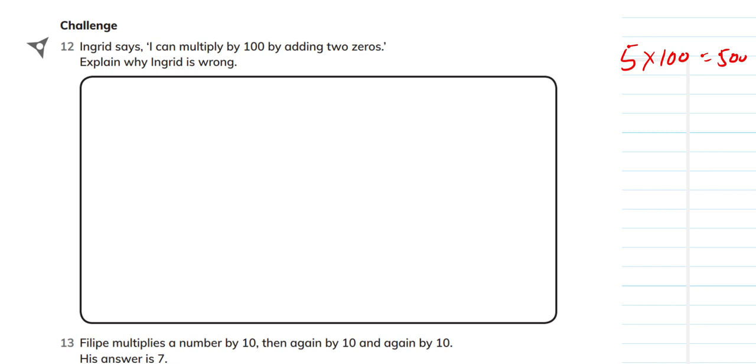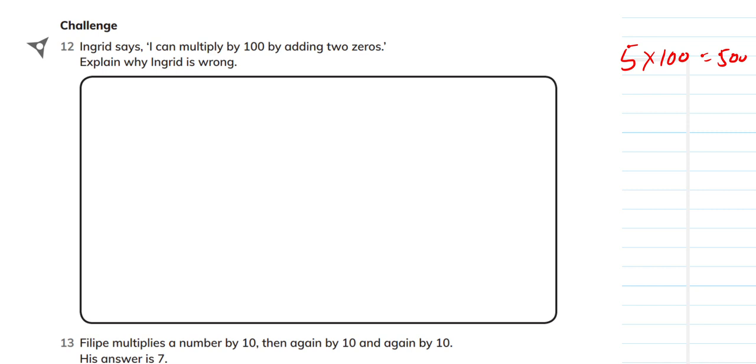Now the question is, Bandar, can you read this question please? Question 12. Can you be loud? Ingrid says, I can multiply by 100 by adding two zeros. Explain why Ingrid is wrong. Look at the sentence carefully. She is saying by adding two zeros.